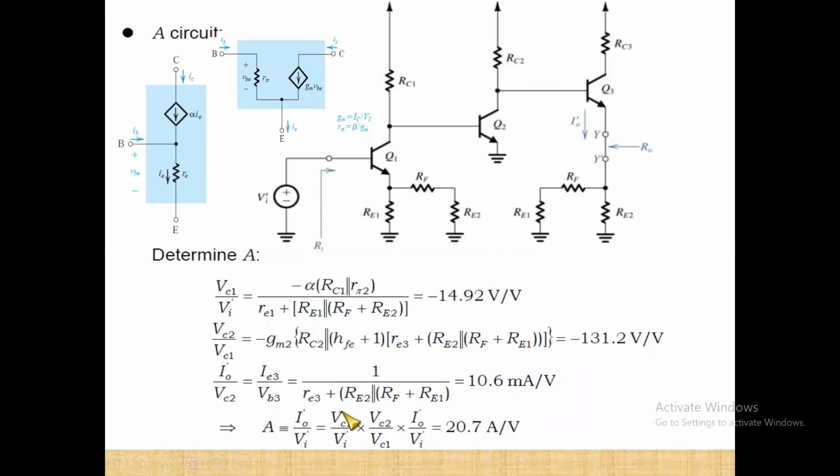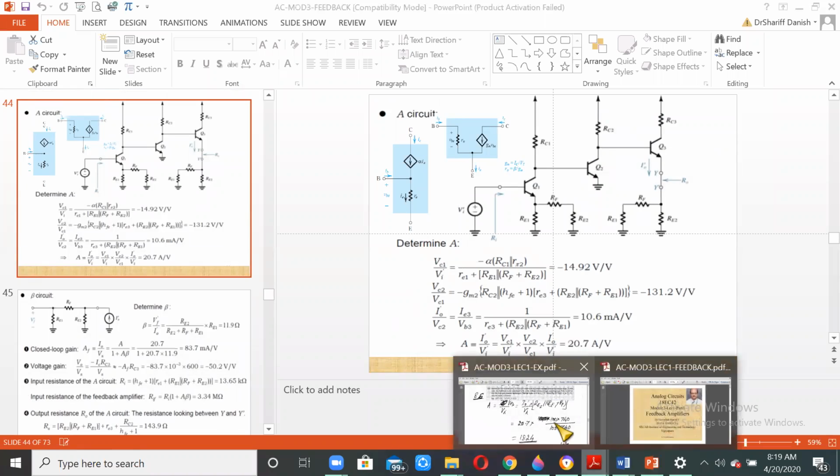Now we want the gain to be I0 multiplied by this value, that is this voltage VE3. VE3 by VI is the value which we want to find, and that is equal to I0 dash multiplied by this resistance divided by VI dash. We know I0 dash by VI dash, and that is 20.7. That should be multiplied with this value, that is RE in parallel with RE1 plus RF. The same thing is being mentioned in the numerical over here.